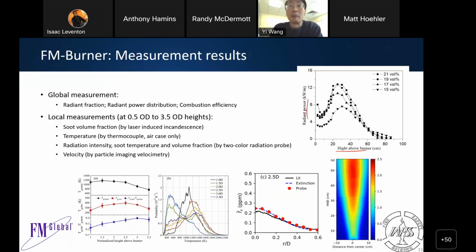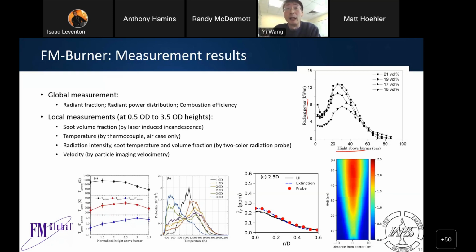The temperature data have been published in a separate paper in the last symposium, but only the air case has been published. And we actually are working on addressing some issue about thermocouple measurement, which I think we fixed. Then we should have very high fidelity data for reduced oxygen, available very soon.